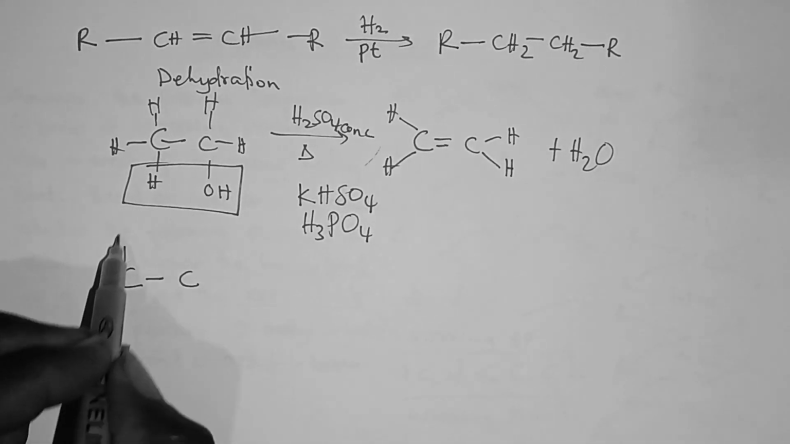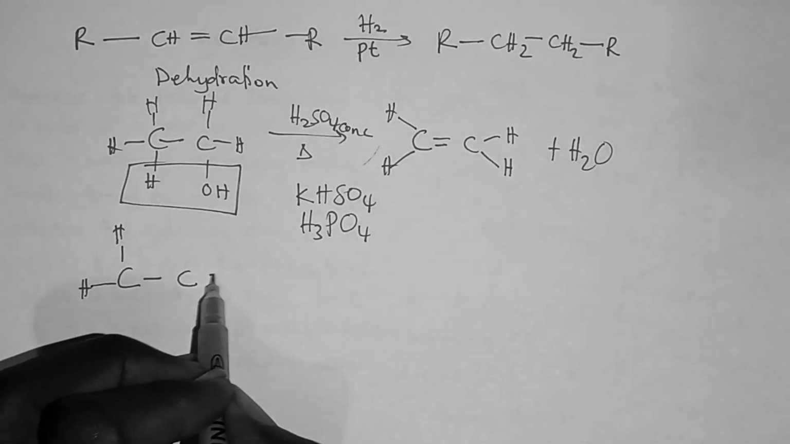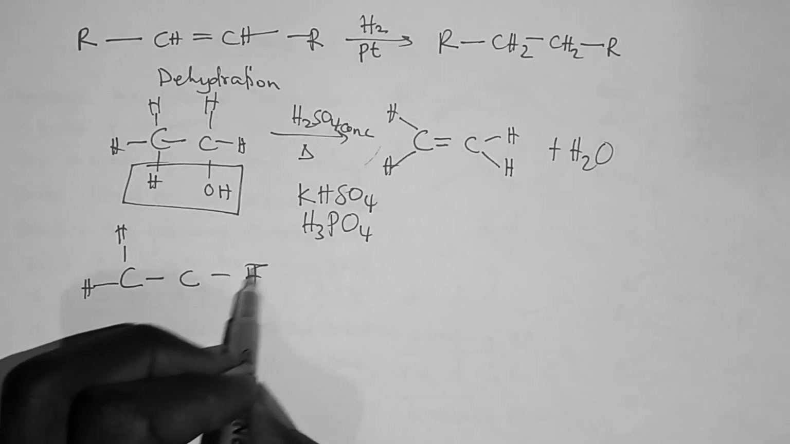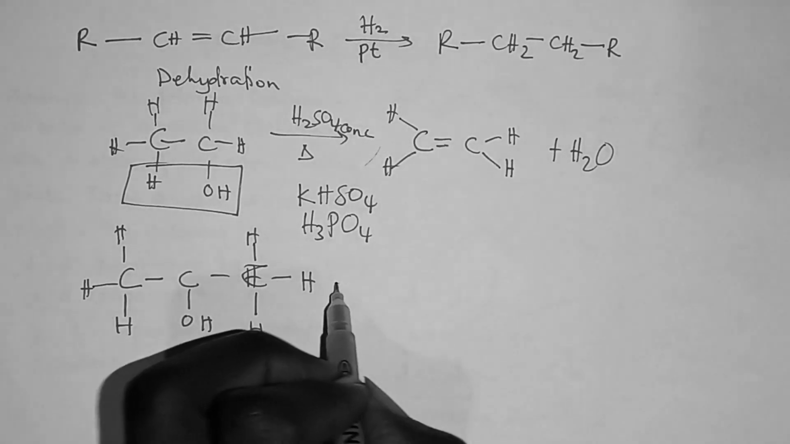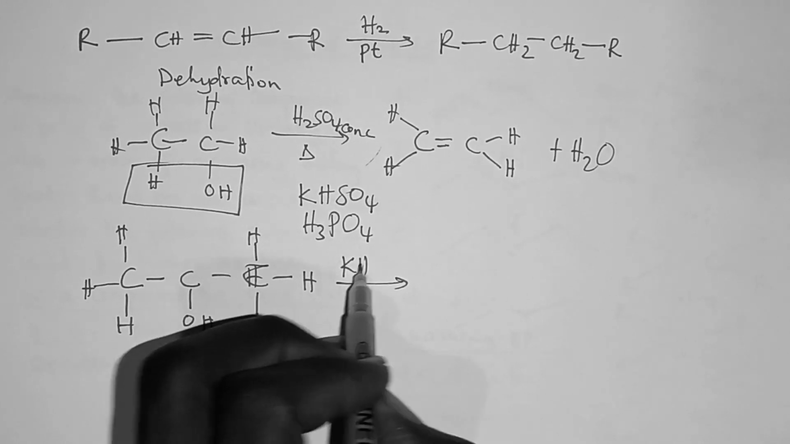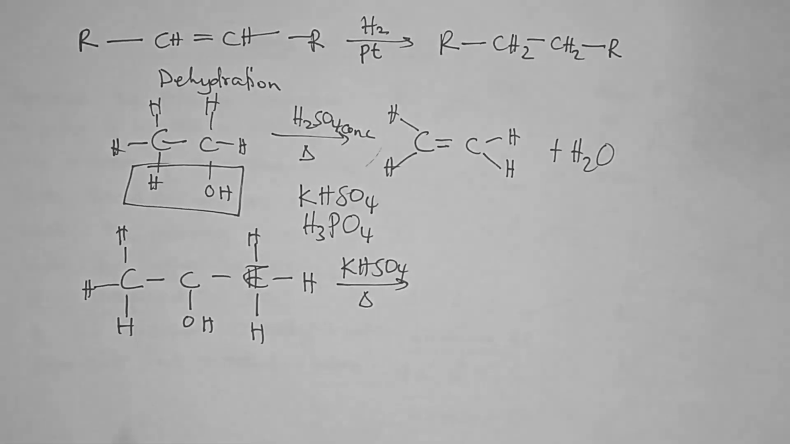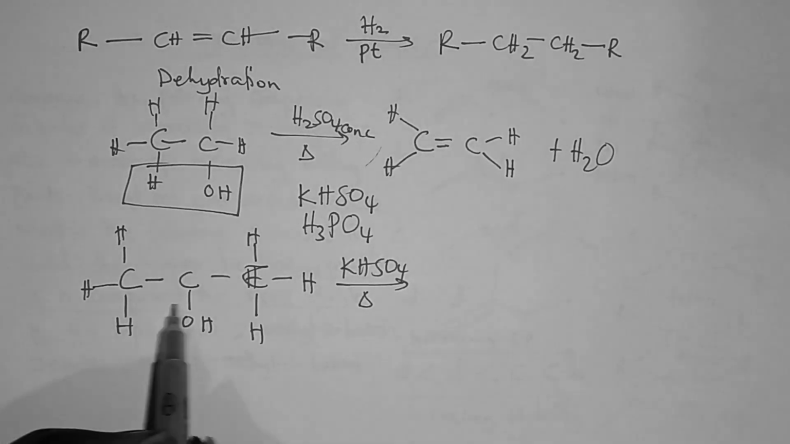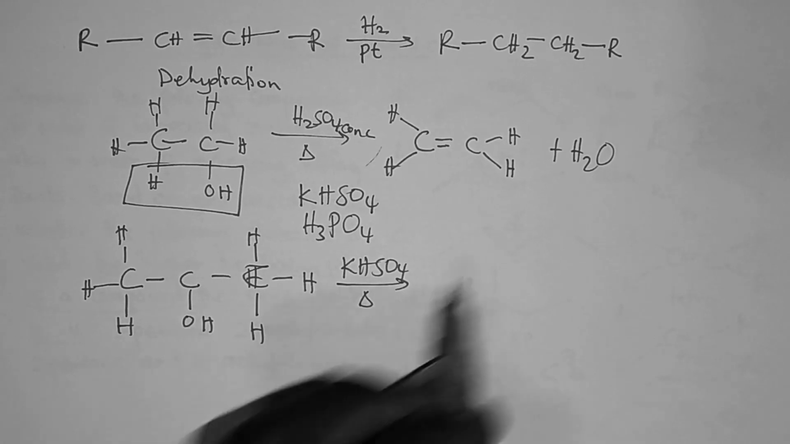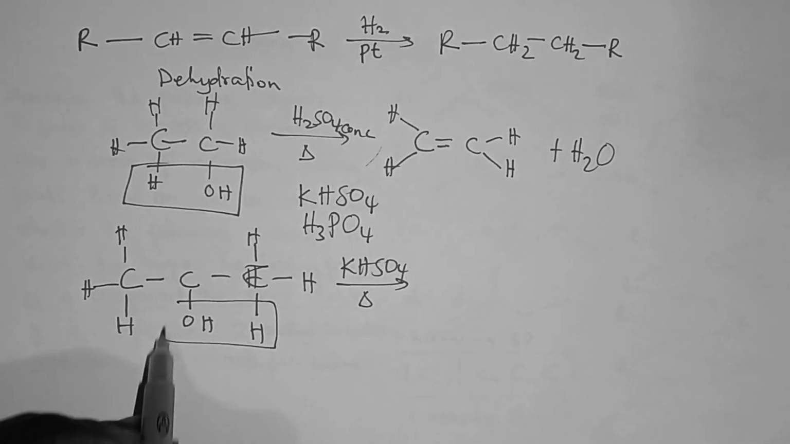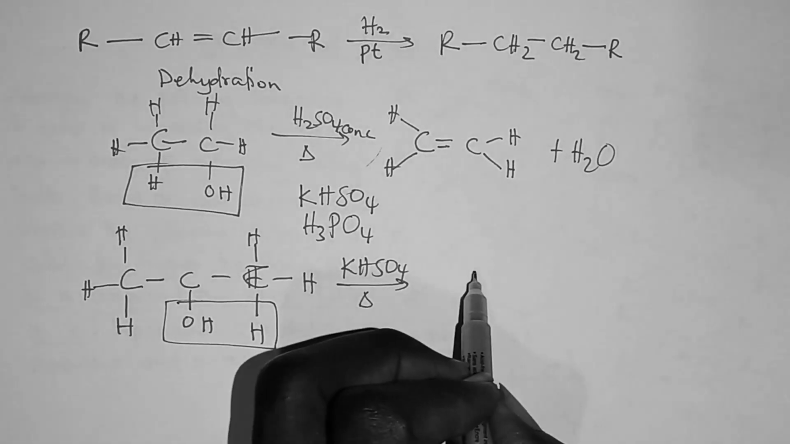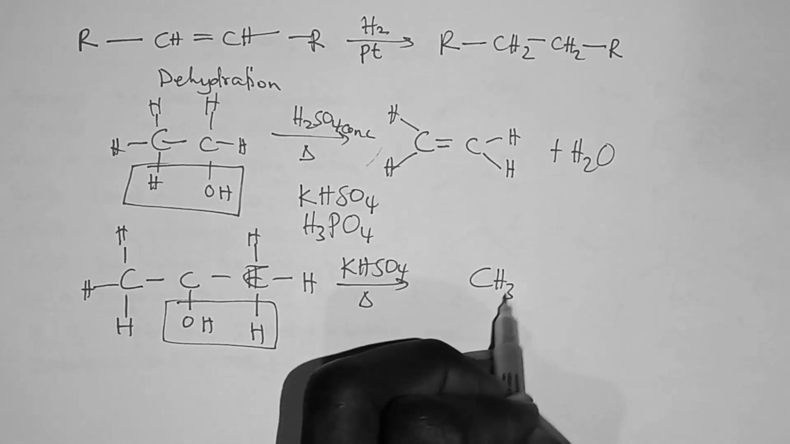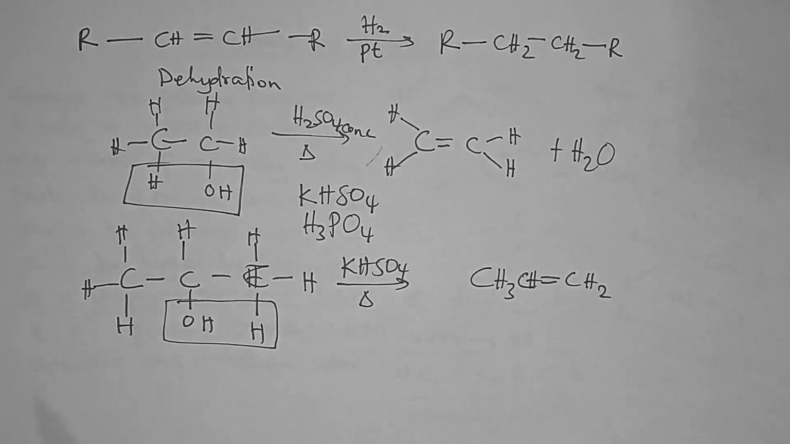What if we were given 2-propanol? Now consider this molecule. If we put in potassium hydrogen sulfate and heat, what will be the product we get? We see that in this case, we also get one product. It is going to remove this water molecule from it, and therefore we are going to get a CH3. Sorry, there is a proton here. So this is the product you are going to get.